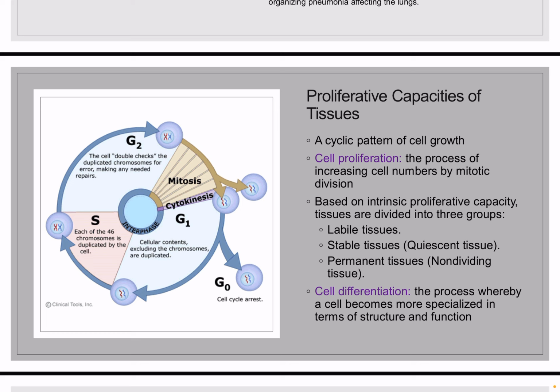This is the normal cell cycle, isn't it? There are some tissues called labile tissues. They are always dividing. Their cycle is continuously going on. We will discuss them in detail in coming slides.